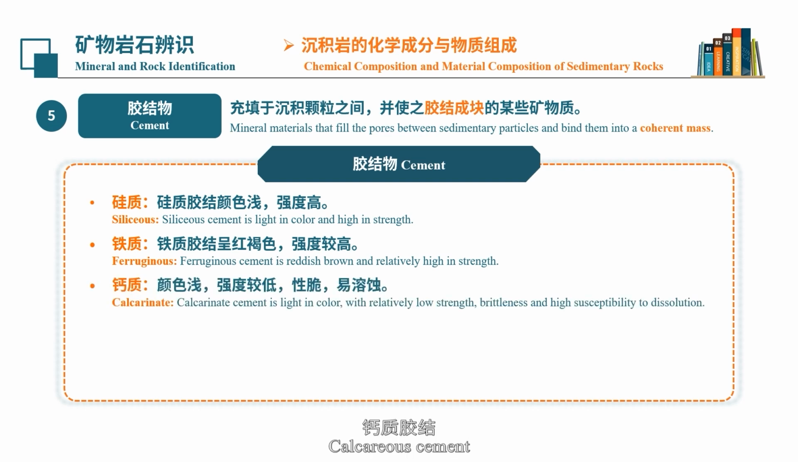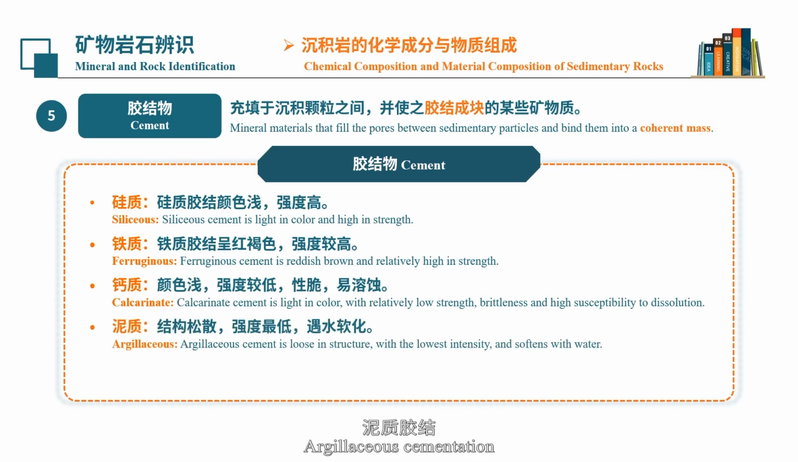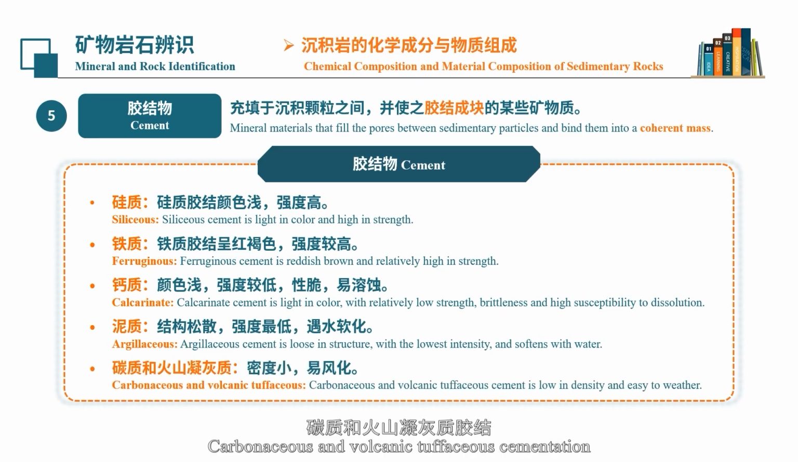Calcareous cement is light in color with low strength, brittleness, and high susceptibility to dissolution. Argillaceous cementation. Mud cementation structure is loose with the lowest strength, and softens with water. Carbonaceous and volcanic tufaceous cementation. This kind of cementation has low density and is easy to weather.